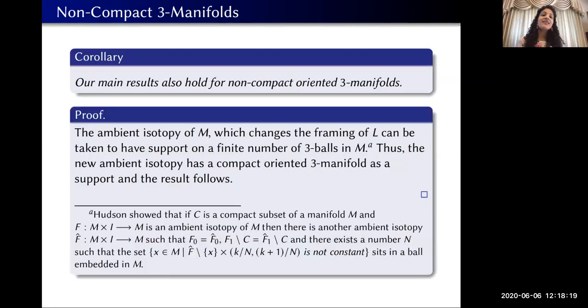Okay, our results also hold for non-compact 3-manifolds. The reason being that the ambient isotopy of M, which changes the framing of L, can be taken to have support on a finite number of 3-balls in M. This is a result due to Hudson. So what we have is a new ambient isotopy, which has a compact oriented 3-manifold as support, and the result follows.